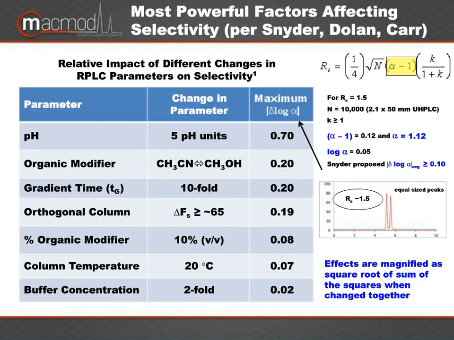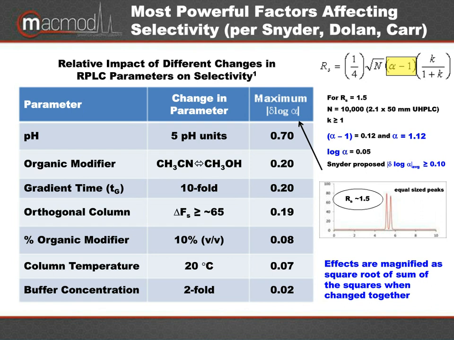On this slide, I'm showing some factors prioritized based on a publication by Lloyd Snyder, John Dolan, and Peter Carr. By far, the pH of the mobile phase is the most powerful factor for changing selectivity, followed closely by organic modifier, gradient time, and the phase of column that you're using. The percent organic modifier and column temperature are pretty much equal, and then followed last by the buffer concentration.